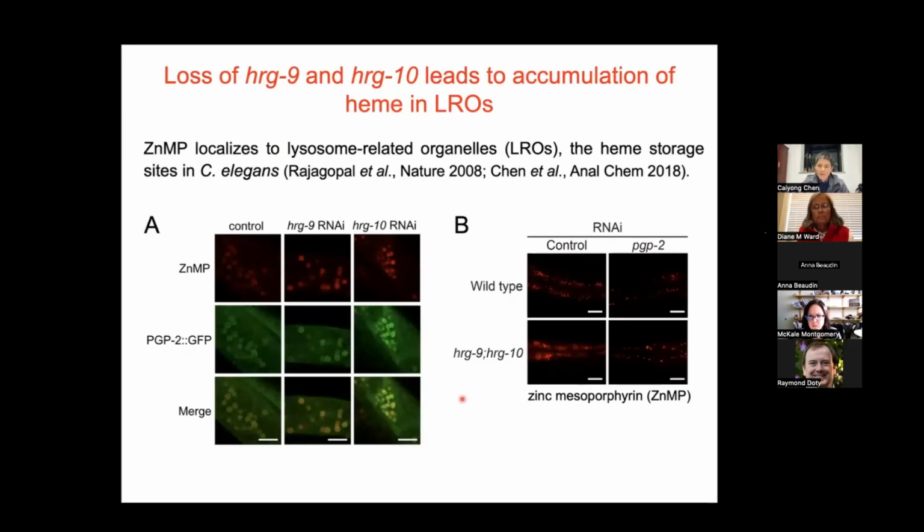To further verify this observation, we blocked the biogenesis of LROs by silencing PGP2 and stained the worms with ZnMP. And as you can see in these images, knockdown of PGP2 leads to reduced staining of ZnMP in both the wild-type worm and the HLG9 and HLG10 double knockout worms. So these results indicate that when HLG9 and HLG10 are deficient, heme accumulates in the storage site, LROs, and less heme is available to the worm. So the worms show heme deficiency phenotypes.